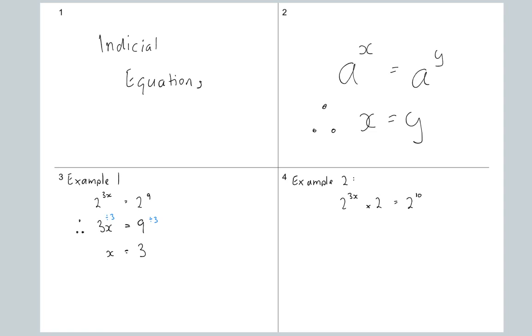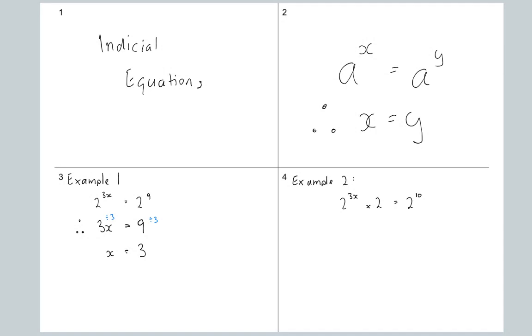Now this is not in the right format. We've got bases of 2 here, but this is 2 to the power of 3x times 2 equaling 2 to the power of 10. So it's not in that format of a to the power of x equals a to the power of y. It's not that simple. But we can simplify it until it is. So if you want to, pause for a moment and see if you can figure out how you would go about changing this equation, particularly the left-hand side, so it's in the right format, and then I'll continue.